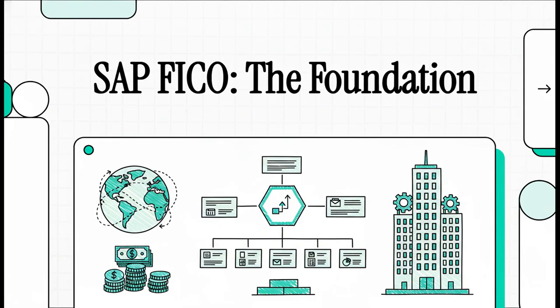Welcome to The Explainer. So, have you ever thought about a massive company, one that sells everything from, say, phone plans to gasoline? How in the world did they keep all that money straight? Well, today, we're going to pull back the curtain on SAP FICO. It's the powerful system that acts as the financial backbone for the world's biggest companies. And the cool part is, we're going to build its foundational structure together right from the ground up, step by step.